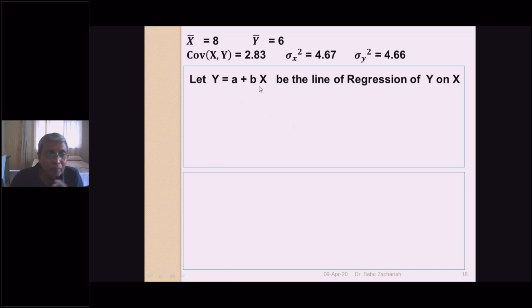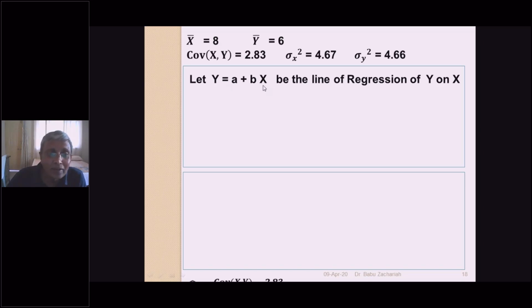So y is equal to a plus bx be the line of regression of y on x. See, y on x means what? Y will be on the left side, x will be on the right side. Y will be the dependent, x will be the independent. So this terminology you please remember properly, because in the questions they may ask this, then immediately understand that the first variable here should be on the left side, the second variable here should be on the right side. The first is dependent, the second is independent.